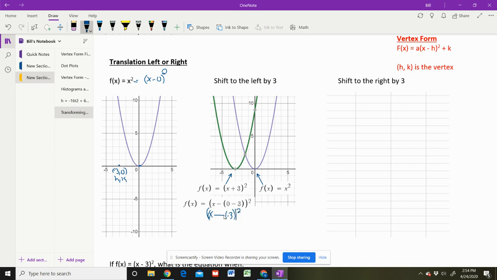Okay, so x minus a negative 3, or x plus 3, squared. Okay, so that's how you would have gotten to the one right above it. So this one right here. If we translate or shift to the left, we do that math on it, but this would give us a positive because we're going to the left of the y-axis.